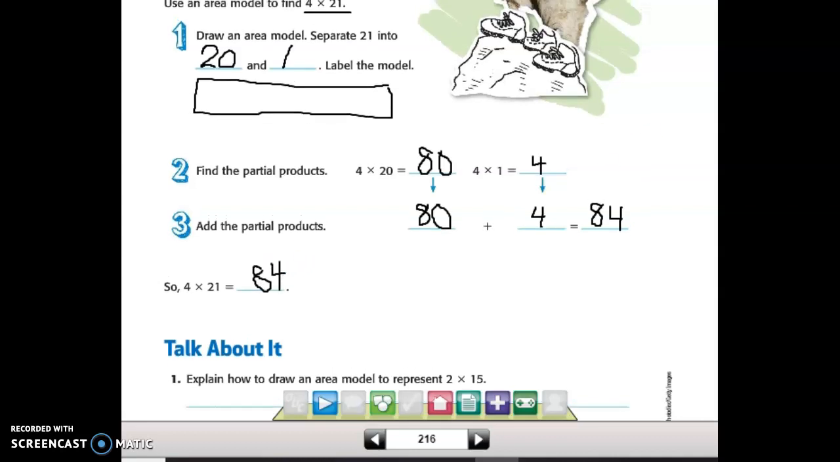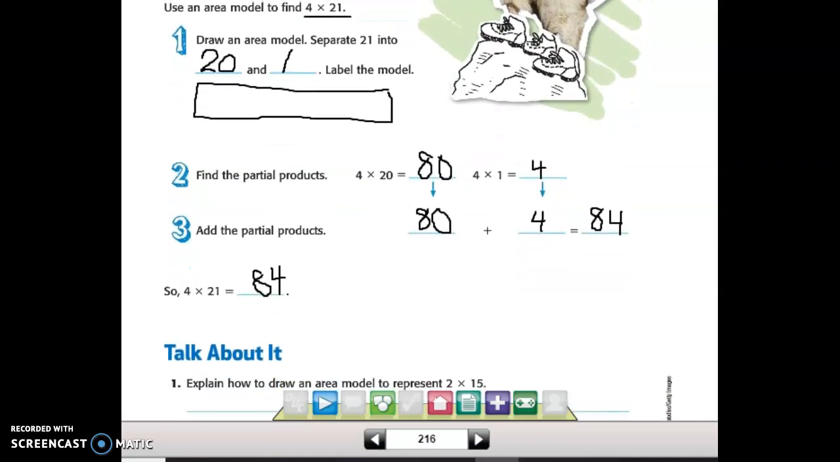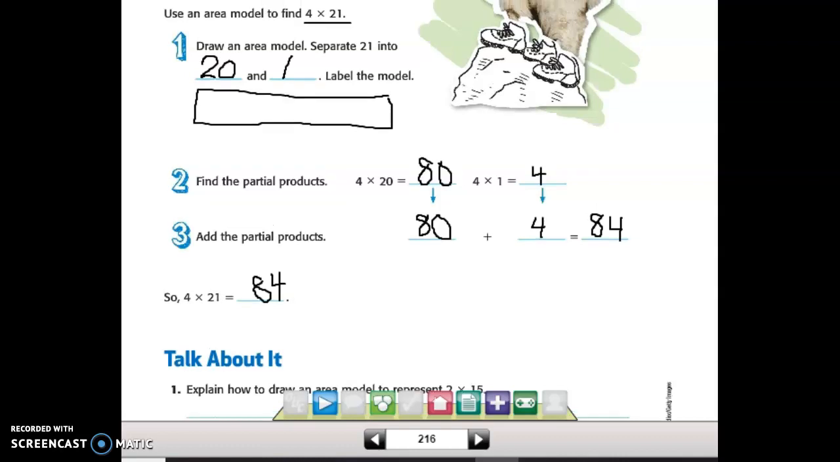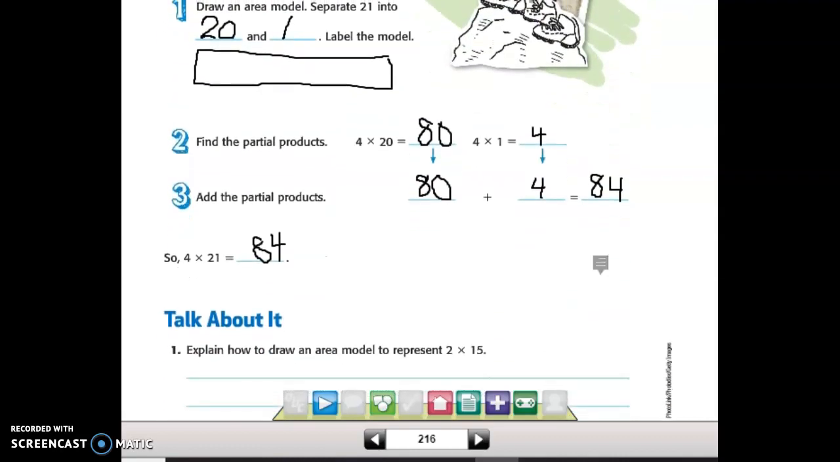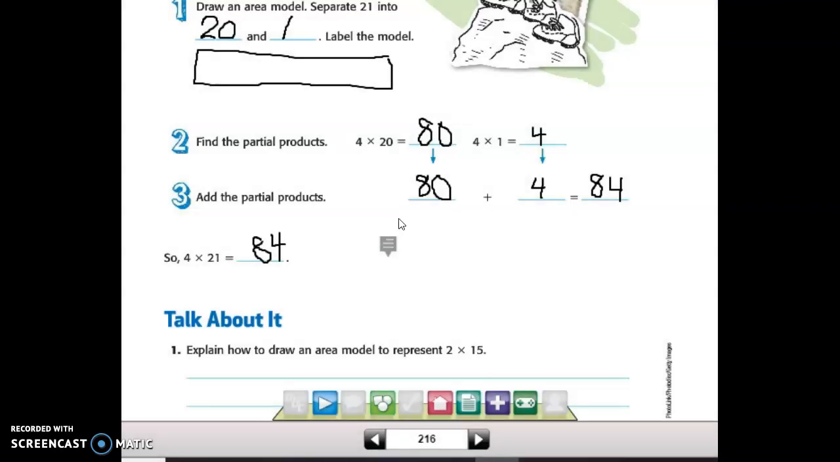And to answer that sentence, how many animals did they see in all? Who's they? The hikers. The hikers saw 84 animals in all. And that's how you get your A. The hikers saw 84 animals in all.